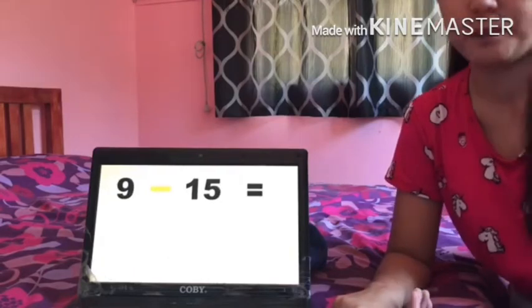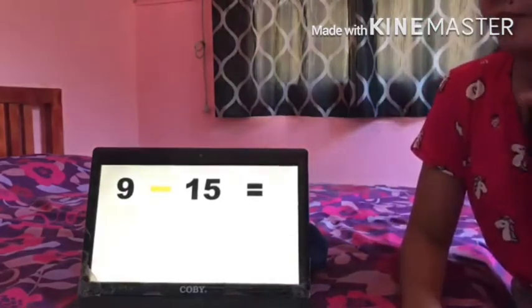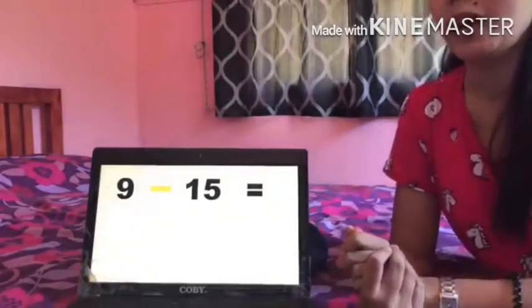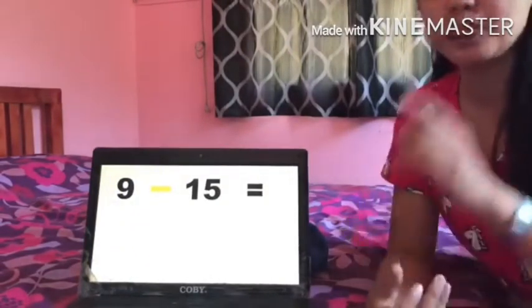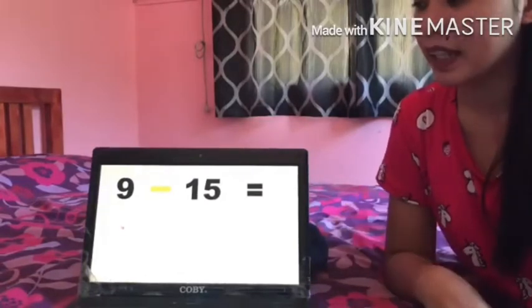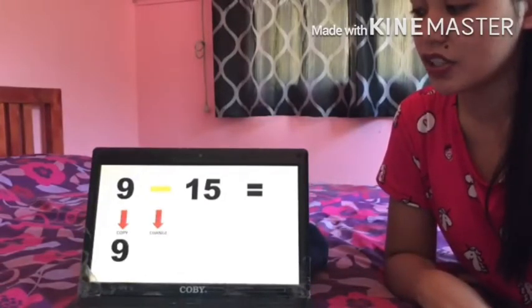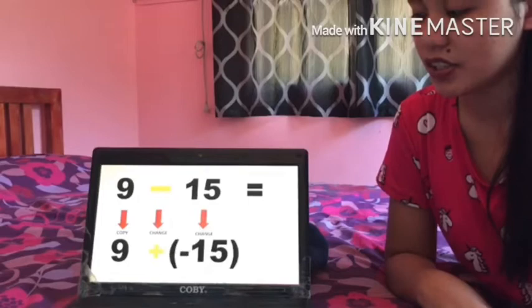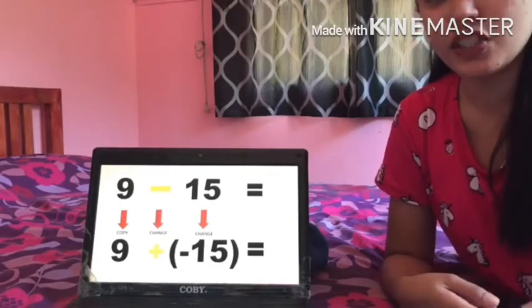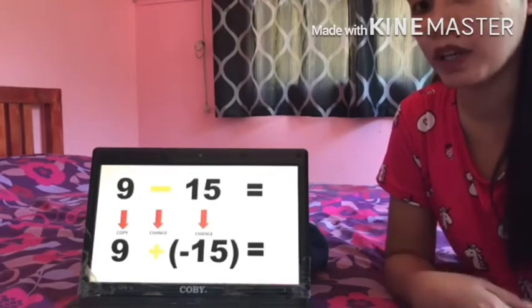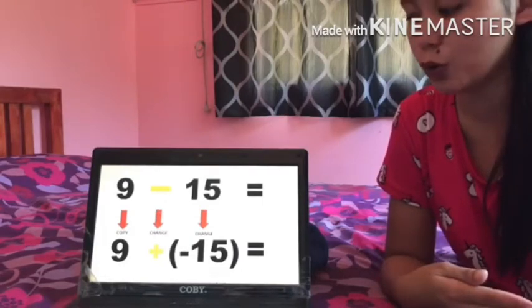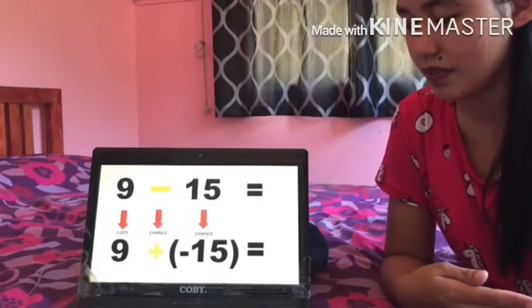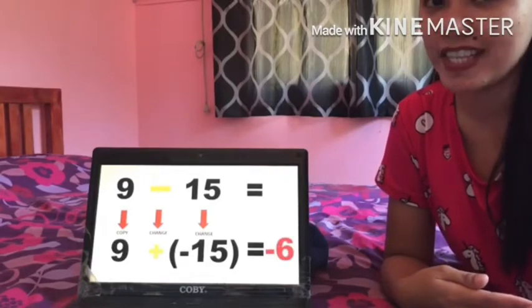Okay, here. In this case, you have 9 minus 15. If you were in elementary, you would say, "Ma'am, cannot be, we need to borrow." But since we cannot borrow here, you need to apply the CCC: copy, change, change. Applying the addition rule, you have 9 as money and 15 as debt, so how much do you have left? You still have a debt of 6. So your answer is negative 6.